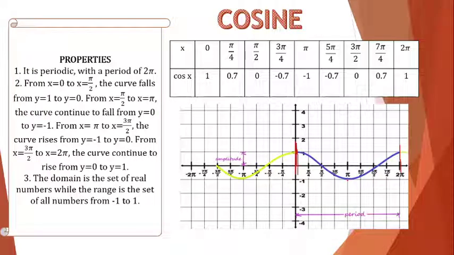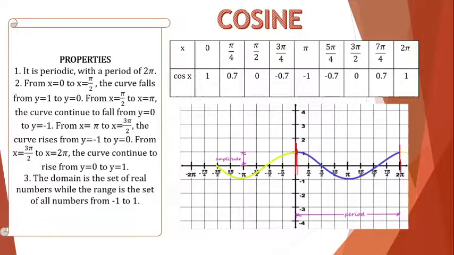And from pi to 3 pi over 2, the curve rises from negative 1 to 0. So, since 0 is greater than negative 1, hindi lang napantay dito. Next, from 3 pi over 2 to x is equal to 2 pi, the curve continues to rise. Continue lang. Down, down, up, up. Yun yung nangyari sa inyong cosine, ano?